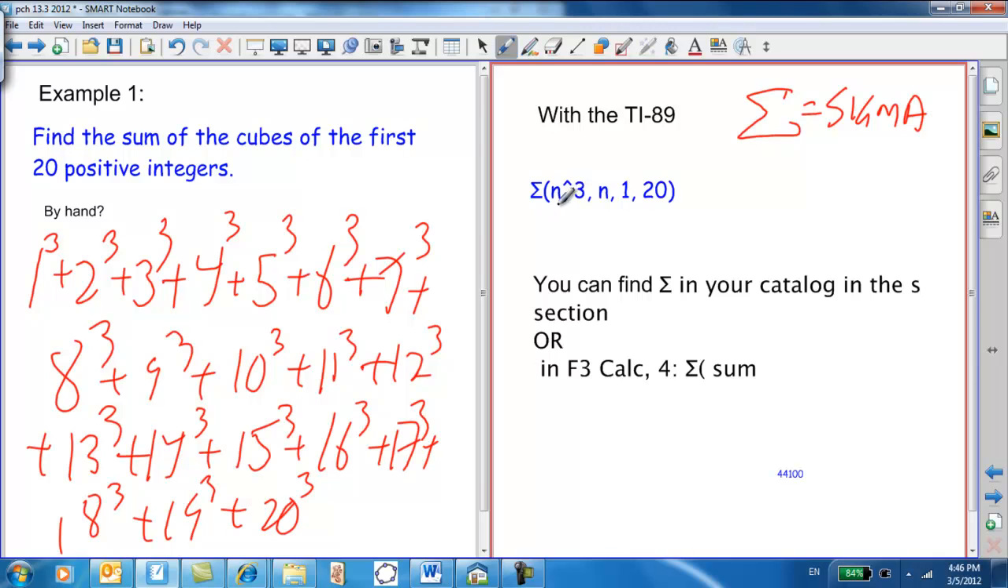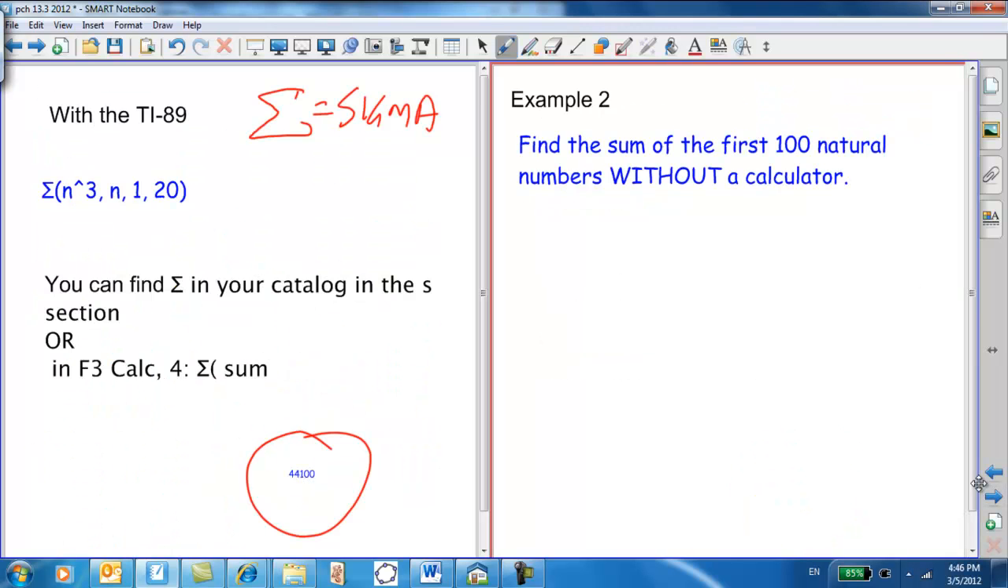So there are parts you have to put in. You have to put in a formula here, and since we're summing up cubes, our formula is n cubed. We have to put the index, so that's n in this case, and we go from 1 to 20. So n is going from 1 to 20, which gives us from 1 cubed up to 20 cubed. When you do that, you get 44,100. That is a lot easier than going through all that. But I wanted you to see what's meant by a series or a sum.